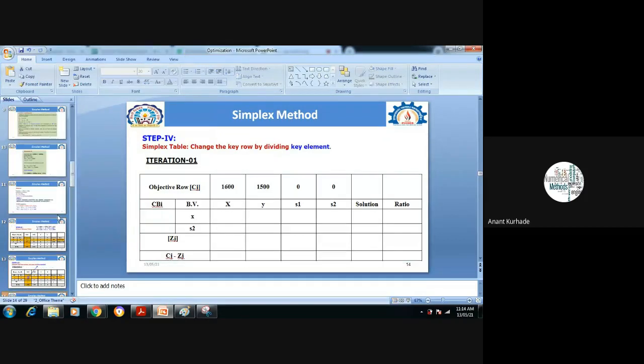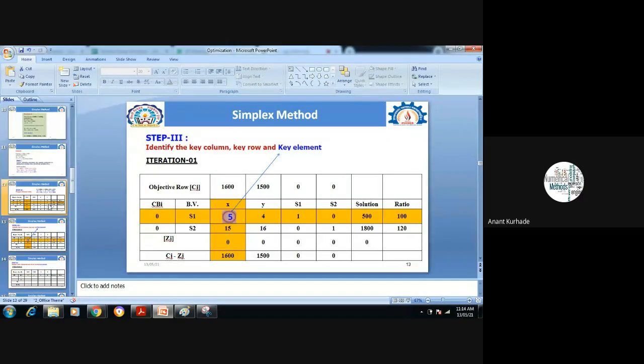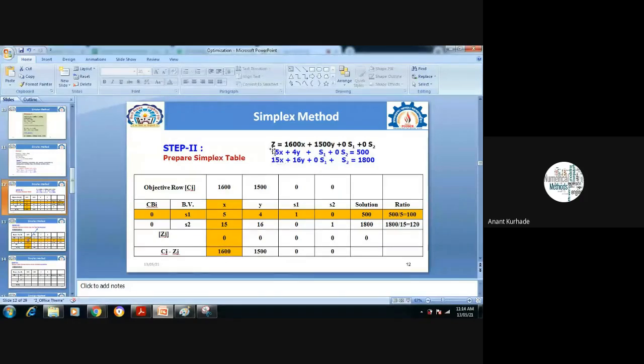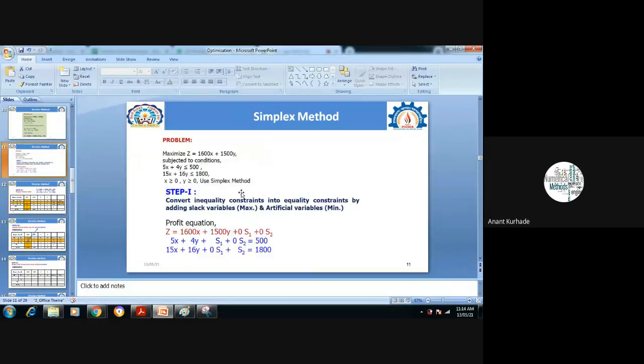Okay, now see, this is our first step. Just add slack variables S1, S2 in the constraint equations here, in order to remove this less than sign. Here it is less than, which means you have to add S1 towards the left side. It is again less than, so you have to write S2. Why S2?